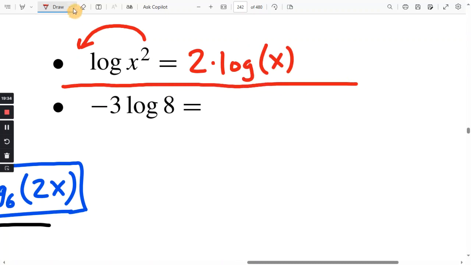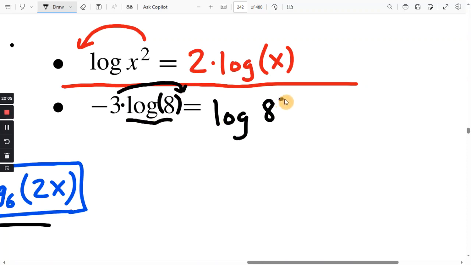All right, let's see. Right here, we're going to work backwards. This -3 is times log of 8, where 8 is the argument. So the -3 is just going to go in front of the 8, and that's going to be the exponent on the 8. The negative 3 becomes the exponent, and we're left with the log of 8. And the exponent on that 8 is a negative 3. So it's the log of 8 to the negative 3.